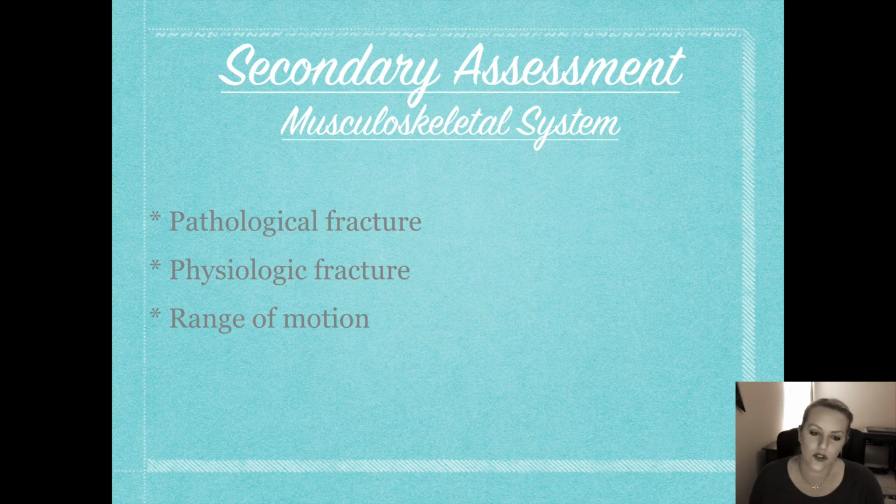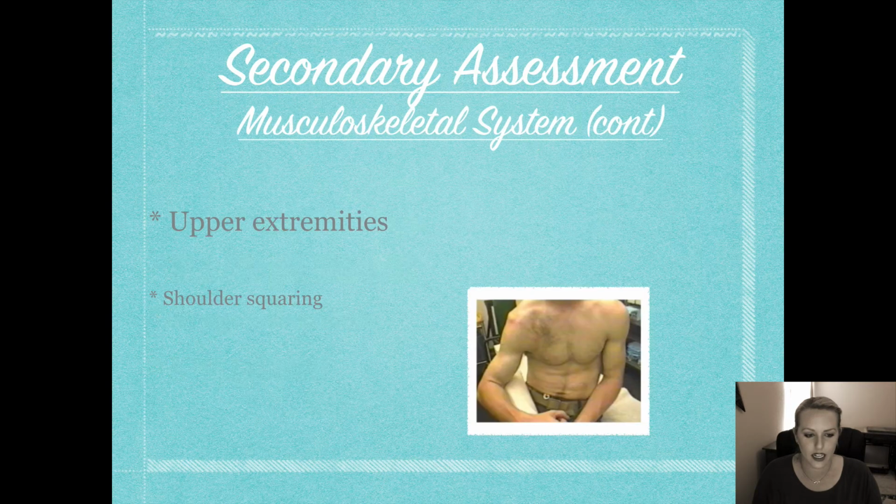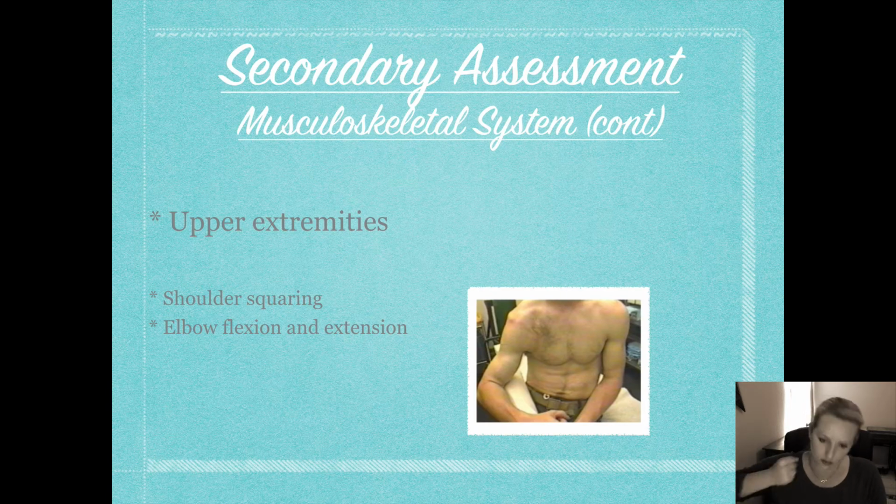We also want to check for range of motion. Can your patient move everything? Note their posturing. For the upper extremities, we want to look for that shoulder squaring. Look at this picture here. Notice on his left shoulder it's nice and round and everything looks normal, but on the right shoulder it's very squared off. That's telling us that he has a dislocated shoulder. We want to look at their elbow flexion and extension. We want to inspect the hands, make sure they can move everything.